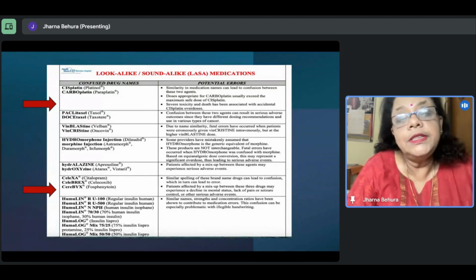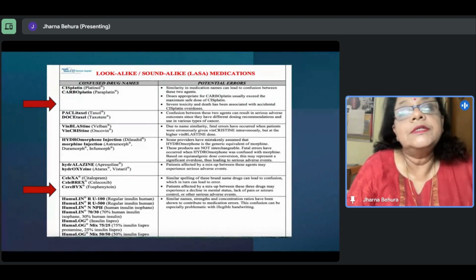Similarly, lower down you see these three drugs which start with C. Similar spelling of these brand name drugs can lead to confusion, which in turn can lead to error. Patients affected by a mix-up between these three drugs may experience a decline in mental status, lack of pain and seizure control, or other serious adverse events.